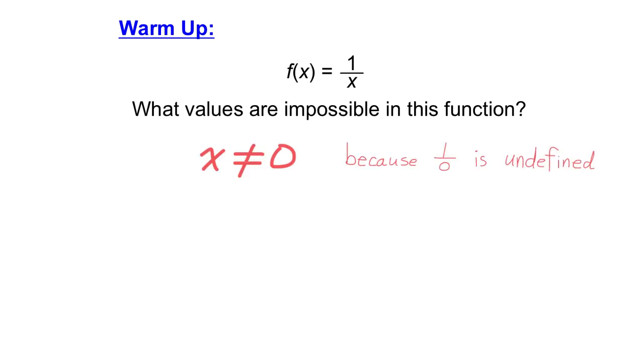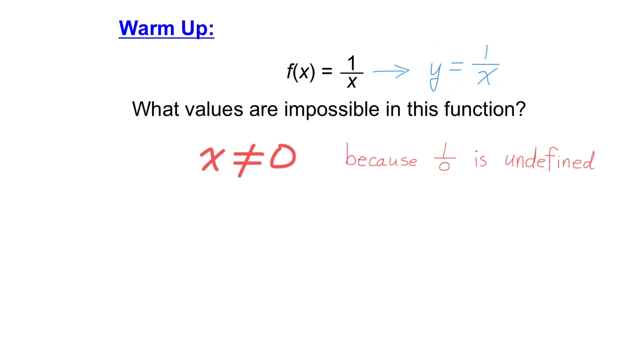Well, maybe you noticed this. If you put 0 here, you can't do it. 1 divided by 0, if you do that in your calculator, it'll say that you're getting an error or some sort of message like that. The point is, 1 divided by 0 is undefined. So for this function, x cannot equal 0. It's impossible.